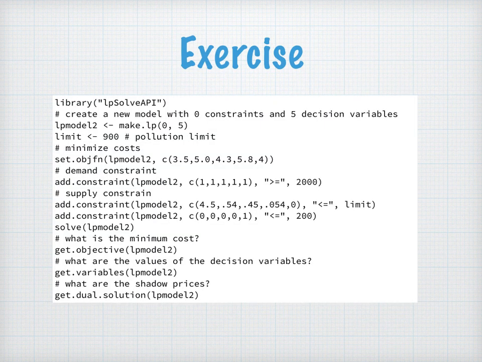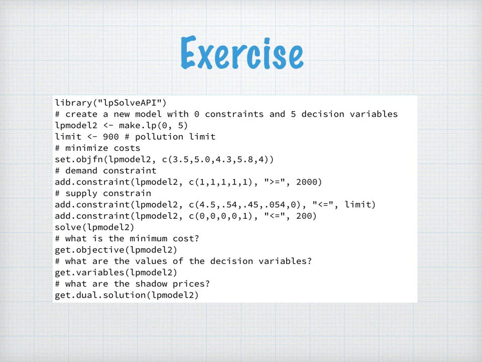Let's examine the formulation of the electricity blending problem. We start with specifying the library and then the number of constraints and decision variables. So in this case, we initially start with 0 constraints and 5 decision variables, but we will add constraints as we go. I set the pollution level, 900, as a variable because we will examine changes in this pollution limit in subsequent runs. So it's easy to set it up as a parameter rather than have to search through the code to find the value.